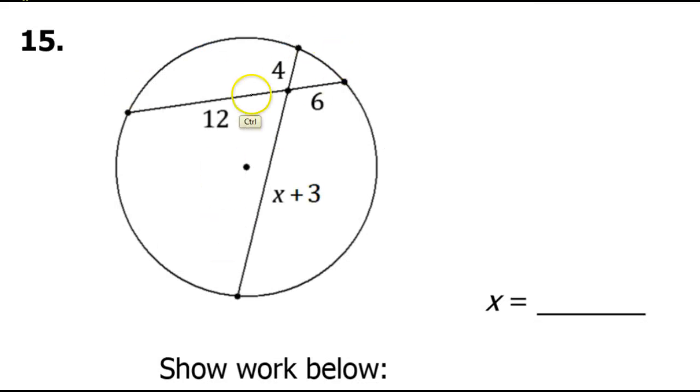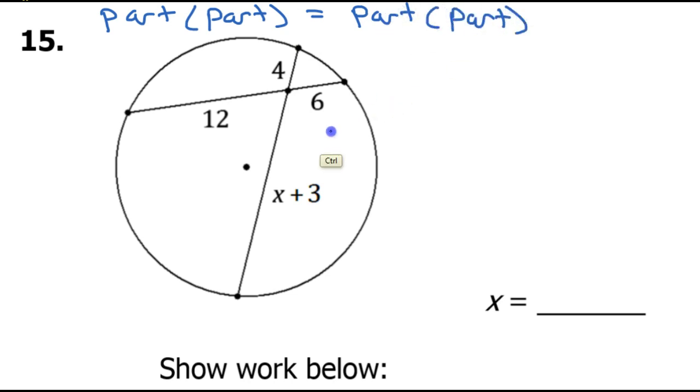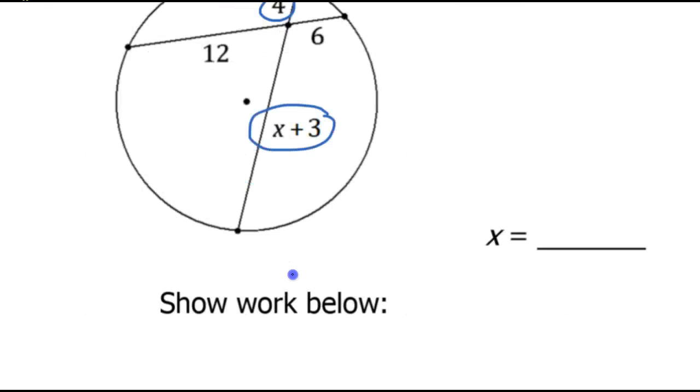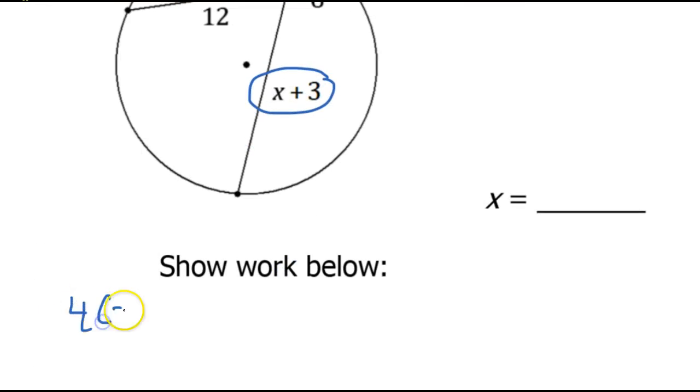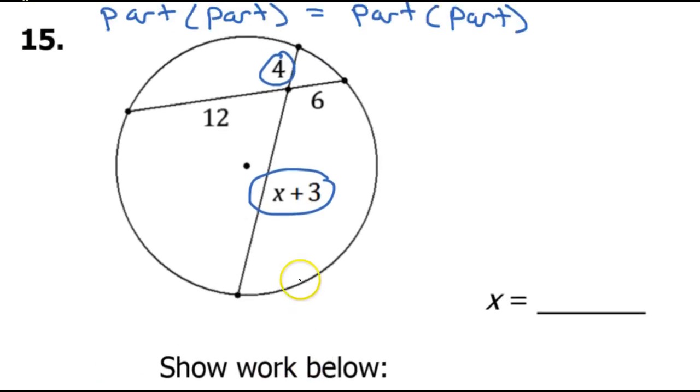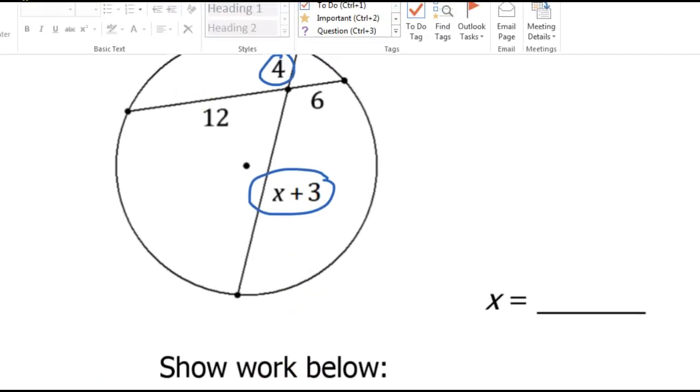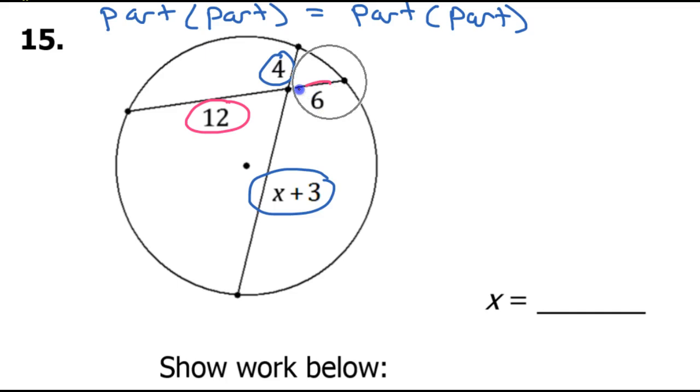When your segments meet inside the circle, intersecting chords, then we have learned that part times part is equal to part times part in this situation. So for example, we have the 4 and the x plus 3. The part times part becomes 4 times x plus 3 equals. And then we have part times part would be the 12 and the 6.